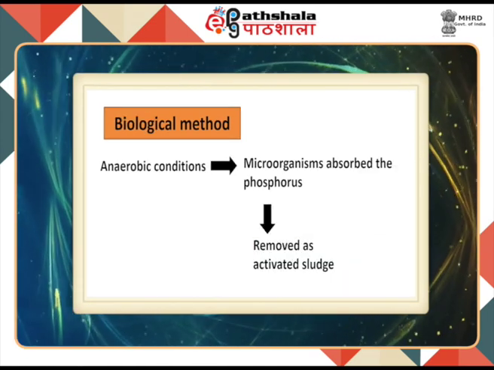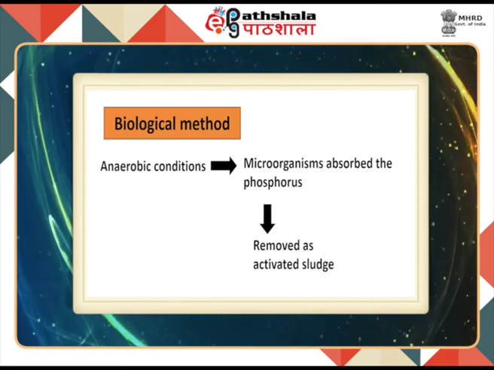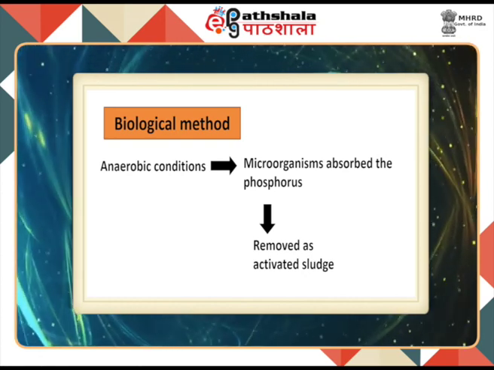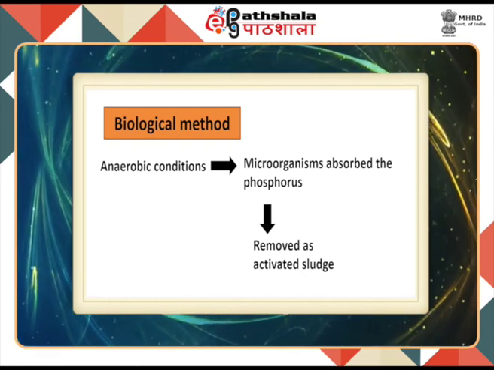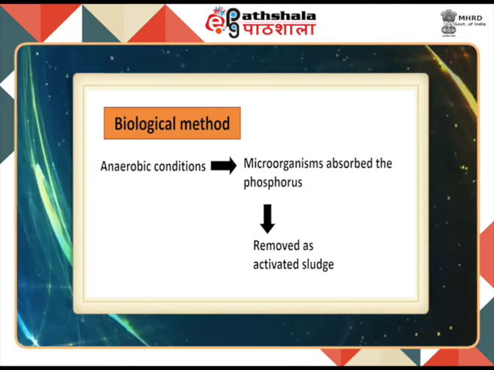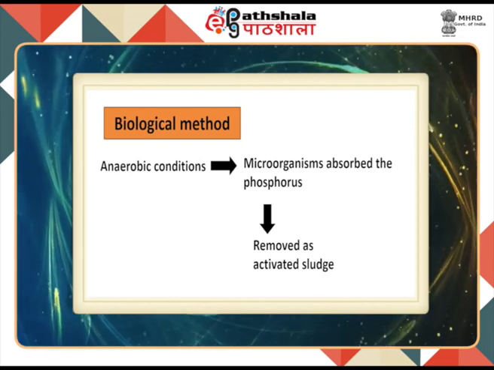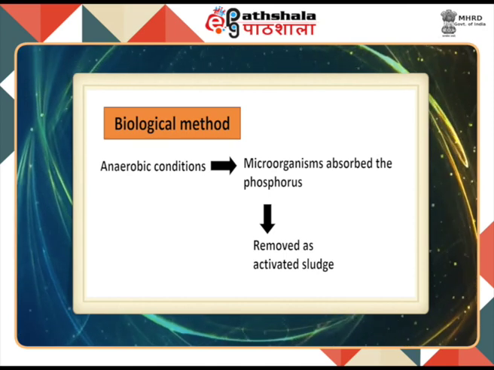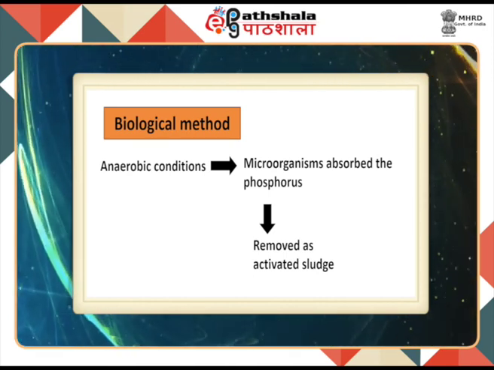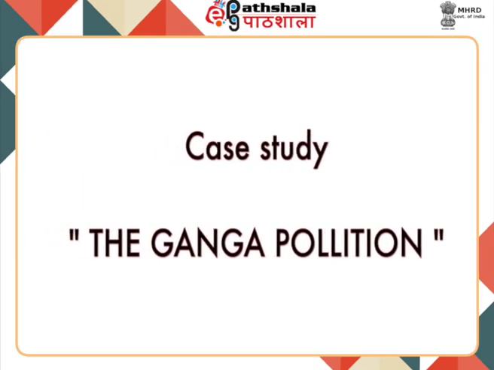On the other hand, in the biological method, the sludge from sedimentation tanks is subjected to anaerobic conditions where microorganisms assimilate organic matter as well as phosphorus at a very high rate. Once the microorganisms have absorbed the phosphorus, they are removed as waste-activated sludge, thus carrying with them high concentrations of phosphorus. Let us now discuss a case study on the Ganga River pollution.